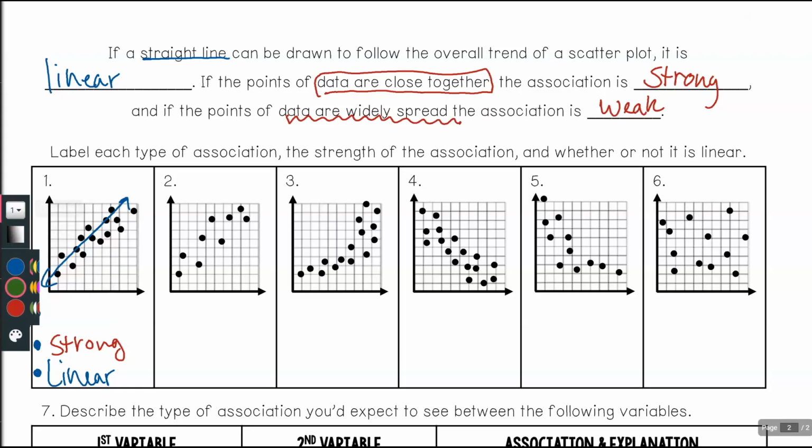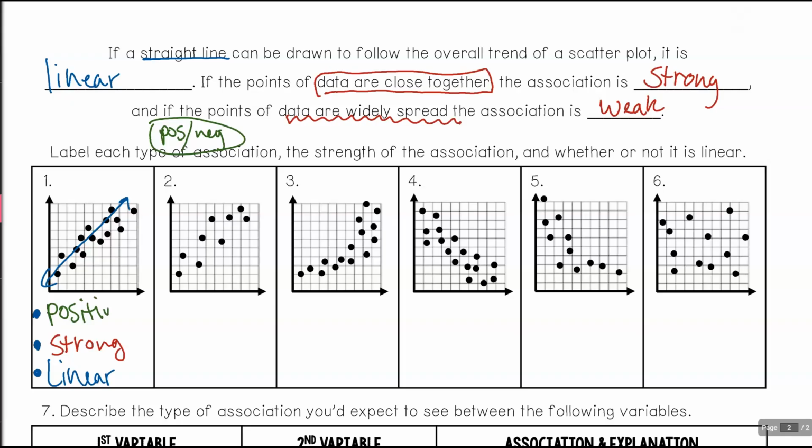So here's what we're going to do down here. I'm going to do the first 2 with you guys. I'm going to have you pause the video, try 3, 4, 5, and 6, and then watch it again. We're going to label each type of association. So we're going to go positive or negative, right, to start. And this one we can already go ahead and say positive. So there's the first one.